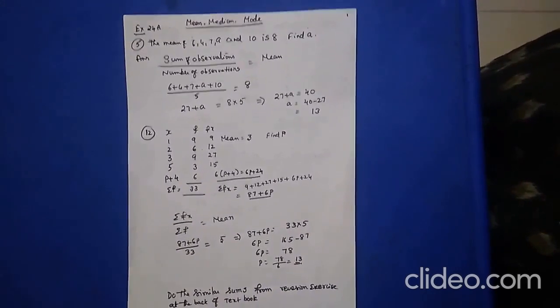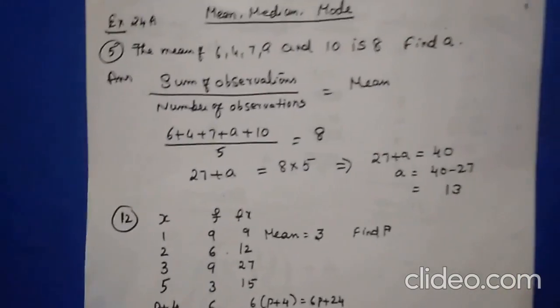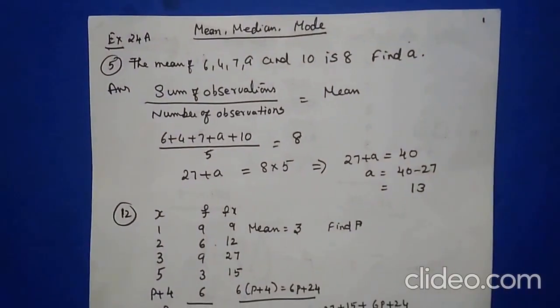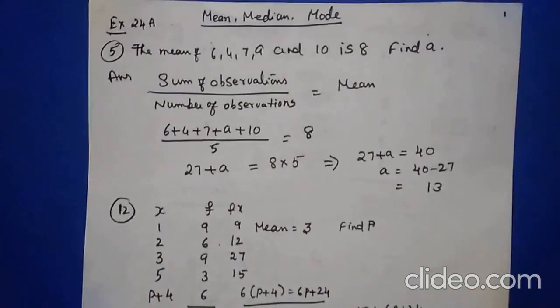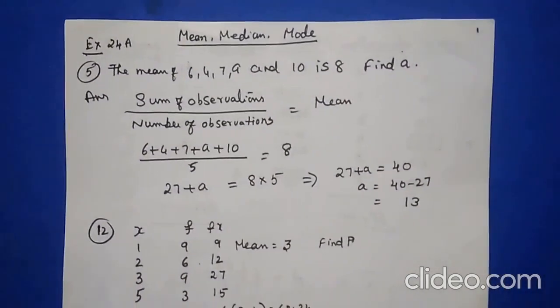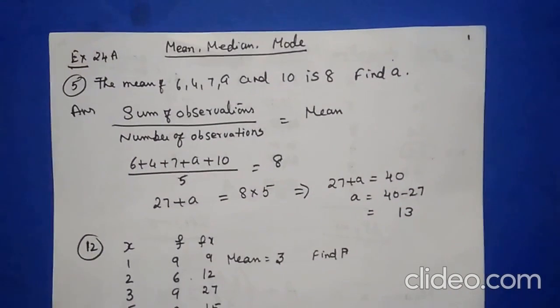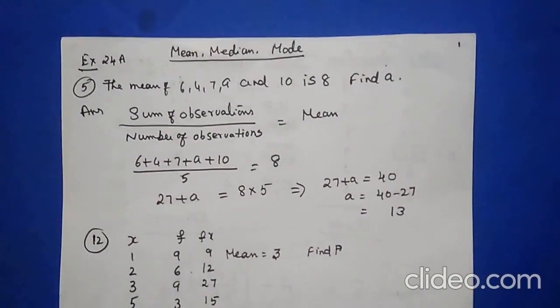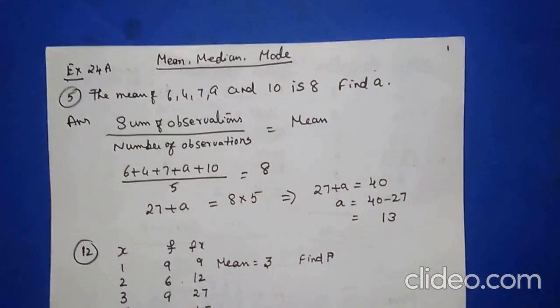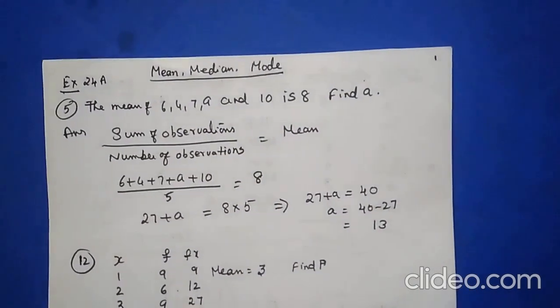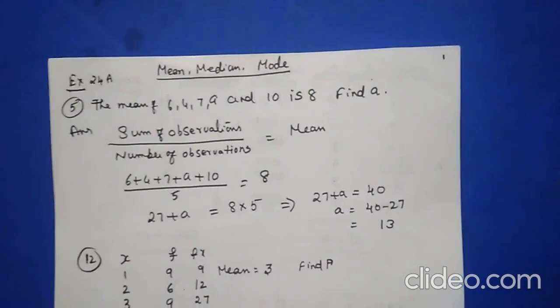The mean of 6, 4, 7, a and 10 is 8. Find a. Here the observations are 6, 4, 7, a is unknown, and 10. The mean is given, 8. You have to find a. What is the formula for mean? The sum of observations divided by the number of observations.